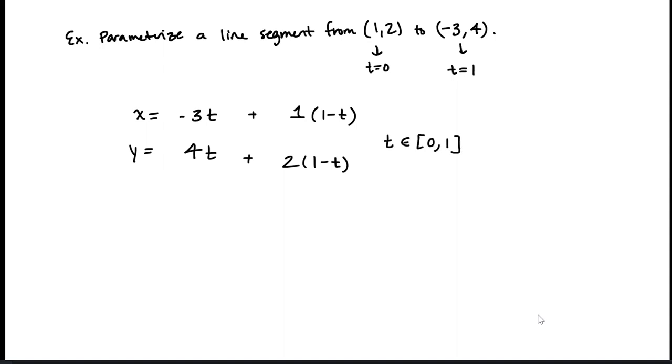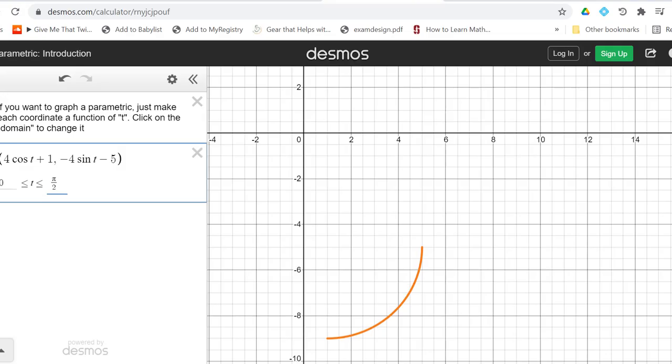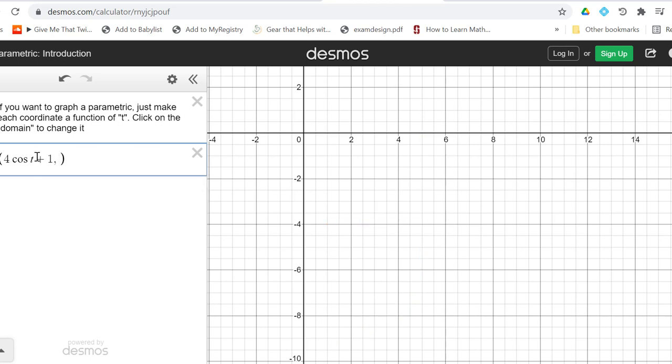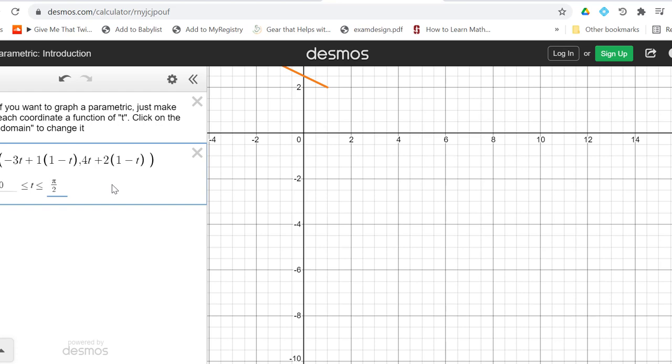Okay, so now let's hop on over to Desmos, check our parameterization. Okay, and then 4t plus 2 times, and we're going from 0 to 1.